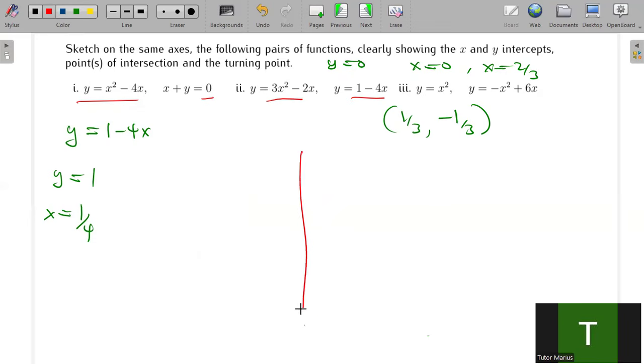So then we can sketch. So you have your y, and then you have your x. What do you want to sketch first? You can sketch any of them. I prefer sketching the line first. So y is going to be 1. Our y-intercept is 1, so it means our graph is going to cut at 1. And then our x is just 1 over 4, somewhere here, maybe 1 over 4 there.